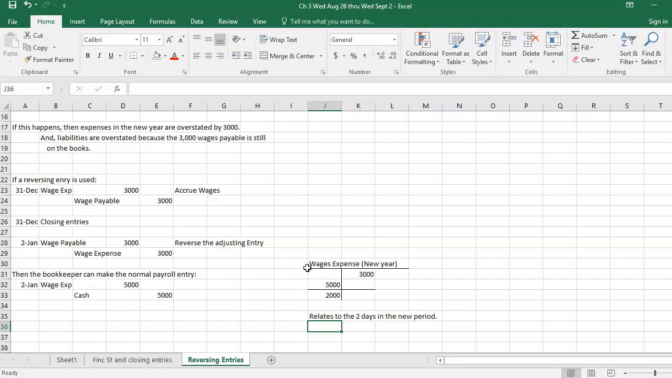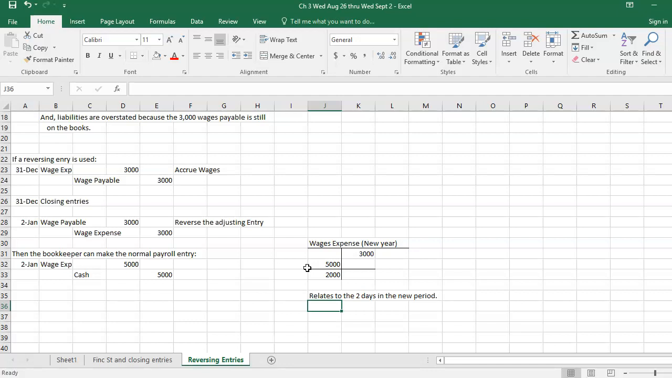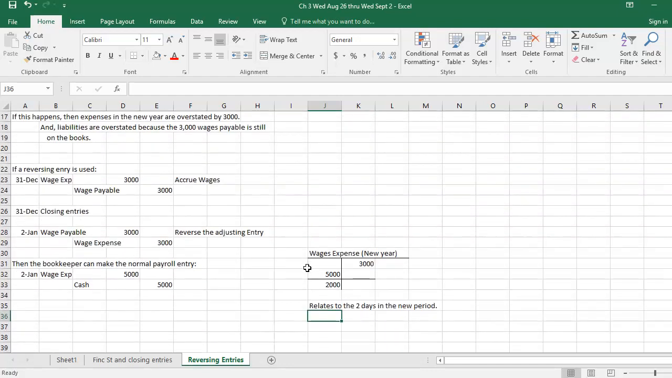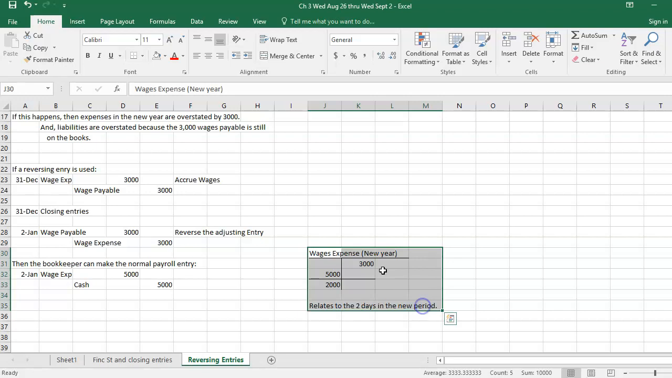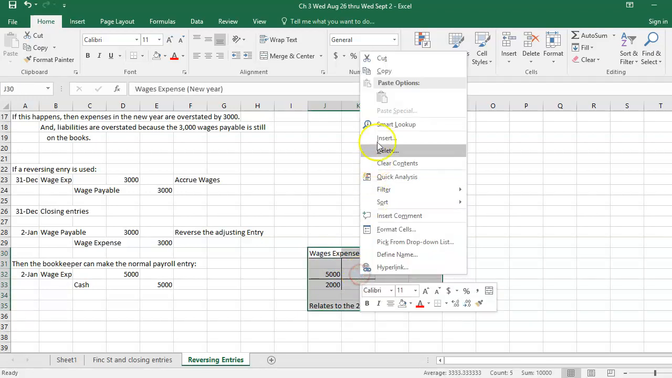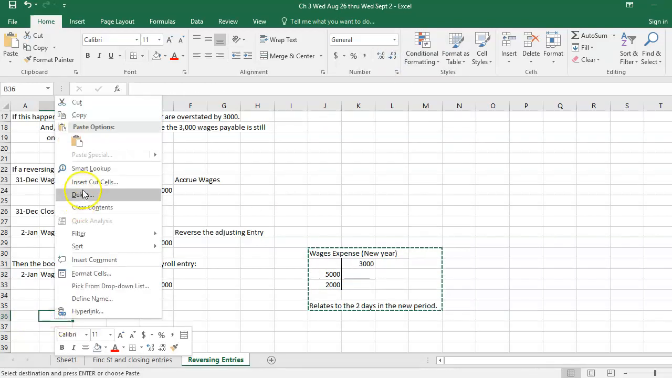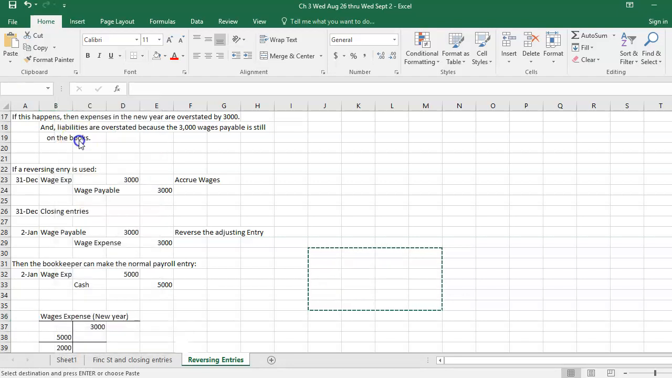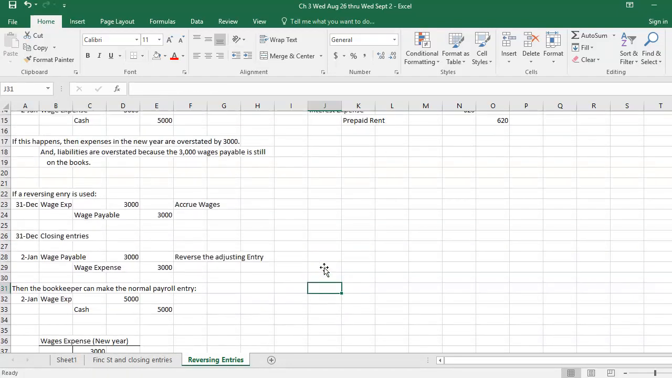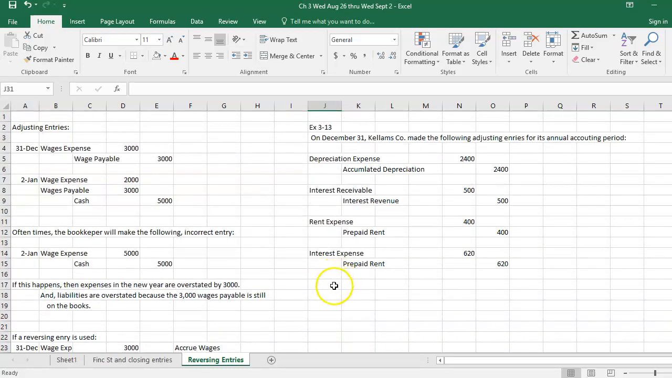All right, so let's do an exercise on that. I didn't leave myself enough room. Let me move this. Okay. All right, so this is exercise 13, which is reversing entries. I typed out the information, so you've already got it. If you don't have a book, this is what was given.